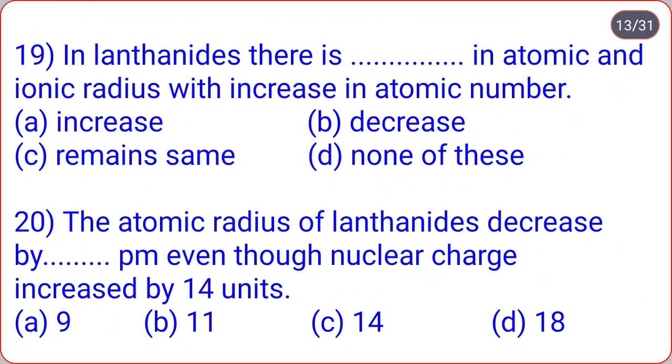In lanthanides, there is dash in atomic and ionic radius with increasing atomic number. Increases, decreases, remains same, none of these. So in lanthanides, there is a decrease in atomic and ionic radius with increase in atomic number. The atomic radius of lanthanides decreases by only 9 picometer even though nuclear charge increased by 14 units. So the correct option is option A.